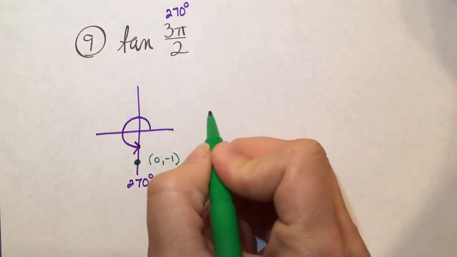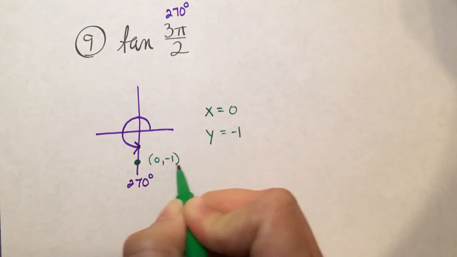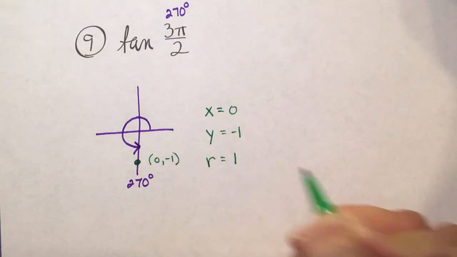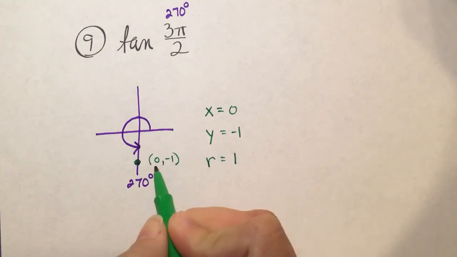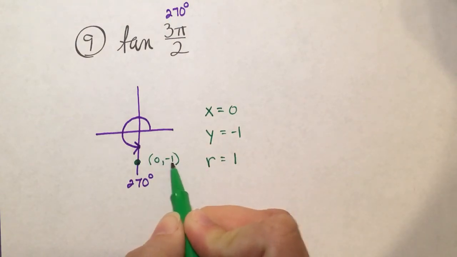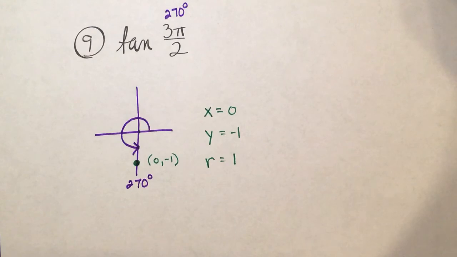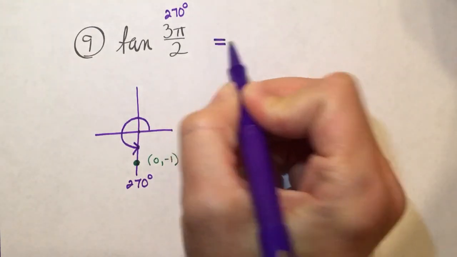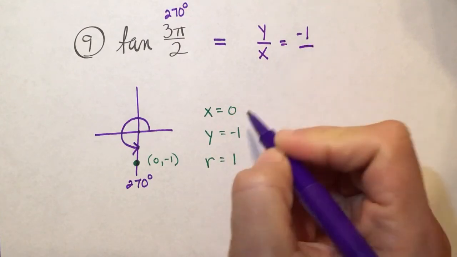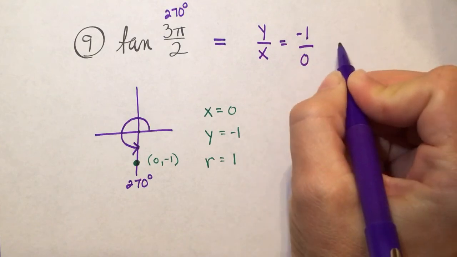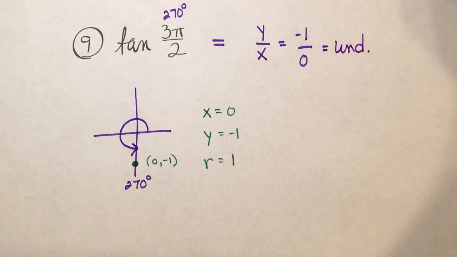So X is 0, Y is -1, and again, R would be 1, the distance from the origin to the point. If you pick the point 0, -2, then your distance is 2. So now recall that tangent is y over x. Y is -1. X is actually 0. That's undefined. You can't divide by 0, so that one would be undefined.